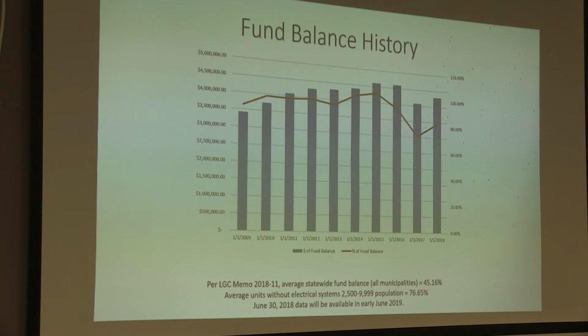How much is our peers? Our peer group is at about 73%, and all municipalities statewide are right at 45%. So you have a very strong fund balance. And of course, the best measure is our peer group, because that all depends on the size of your budget.